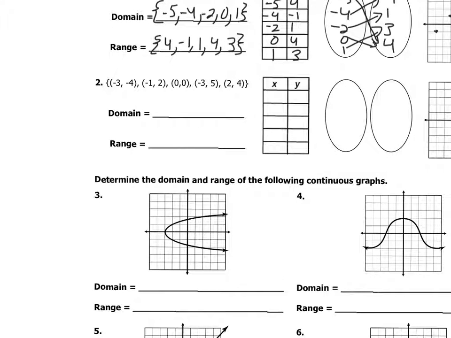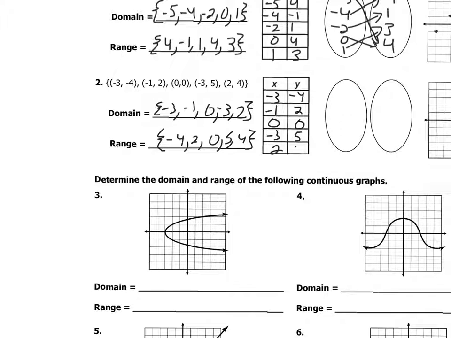Remember, domain are your x values, so what are your x values here? It would be -3, -1, 0, -3, and 2. And what would your range be? That would be -4, 2, 0, 5, and 4. So in our table, we have -3, -1, 0, -3, and 2 for our x values, and then our y, our range, would be -4, 2, 0, 5, and 4.